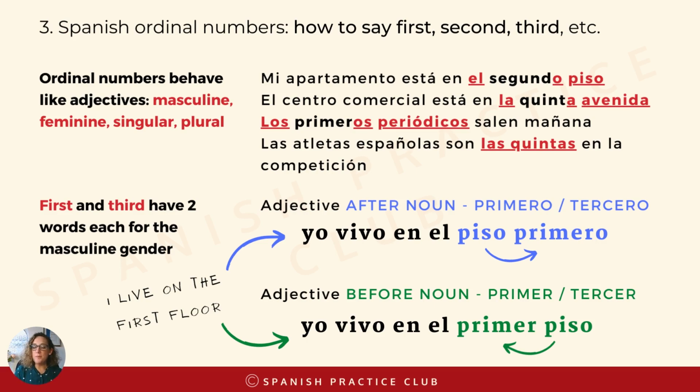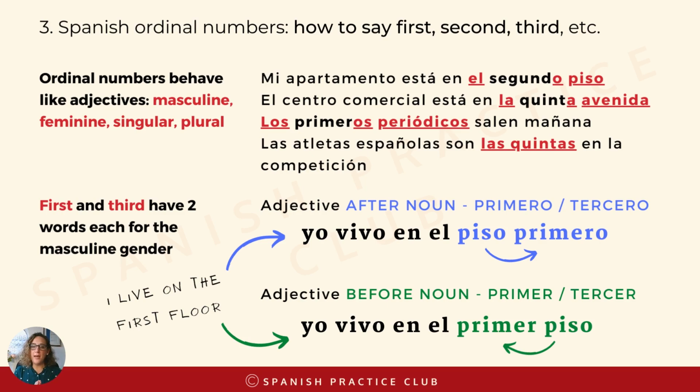The first newspapers come out tomorrow. Los primeros periódicos salen mañana. So here is an example of how we would use the plural masculine. Periódicos is plural masculine, so we need to use los primeros. Or the Spanish athletes are fifth in the competition. Las atletas españolas son las quintas en la competición.